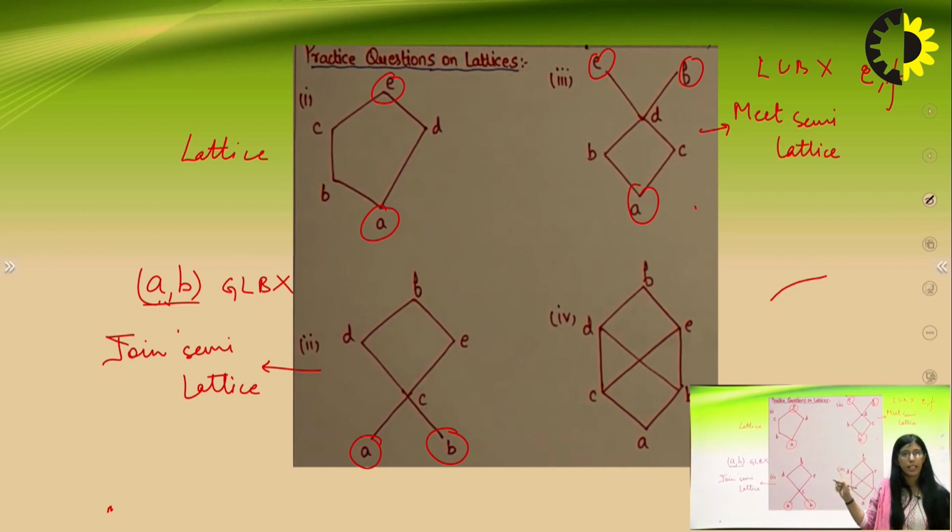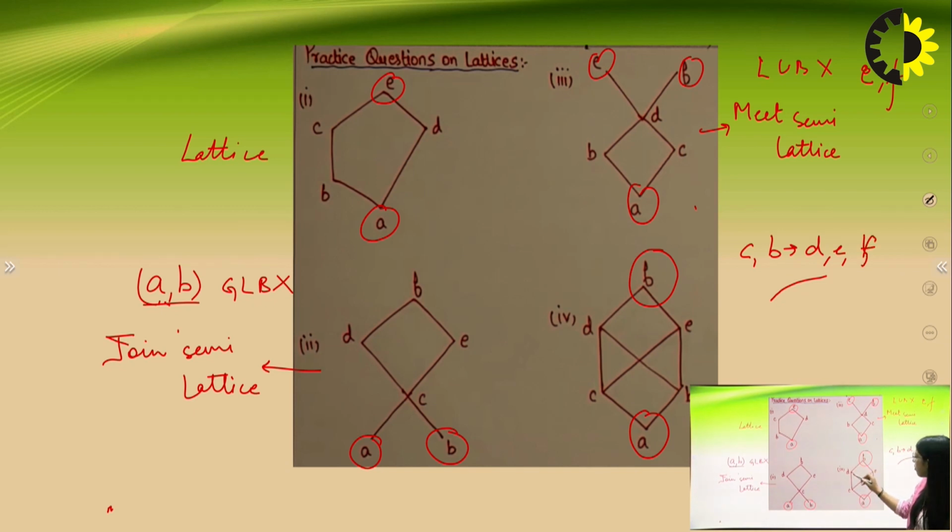Then moving on to the next example, we have a single top and single bottom, but still it is not a lattice, because for this pair C and B, we will have upper bounds D, E and F. D, E and F. What does it mean? That by moving in the upward direction we can reach these from both C and B. So there will be three upper bounds.